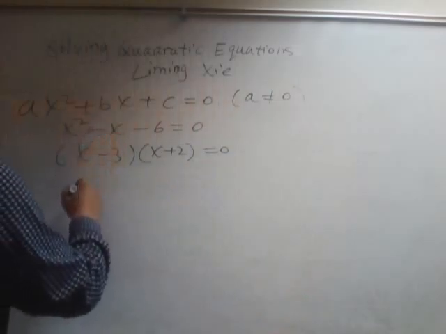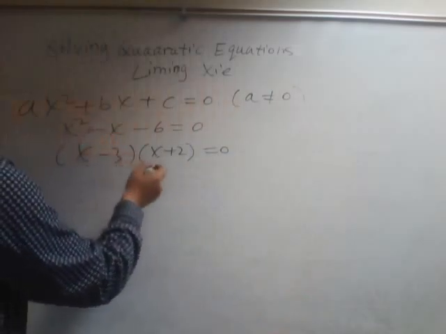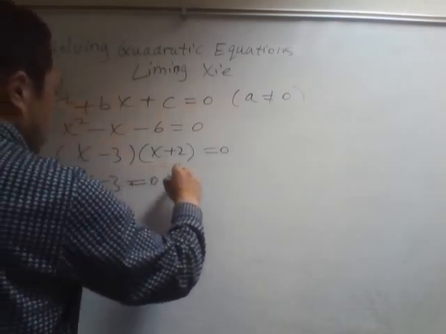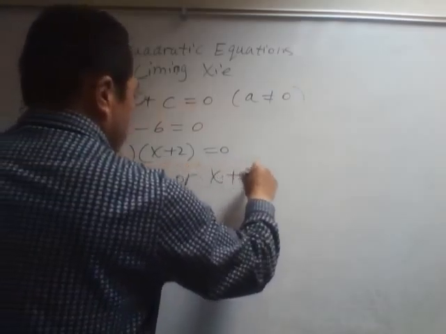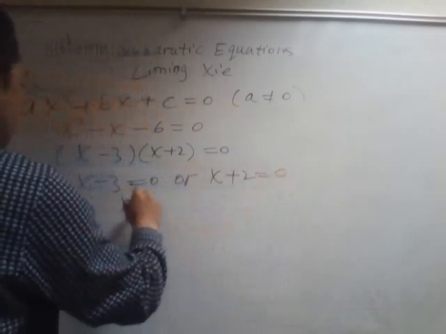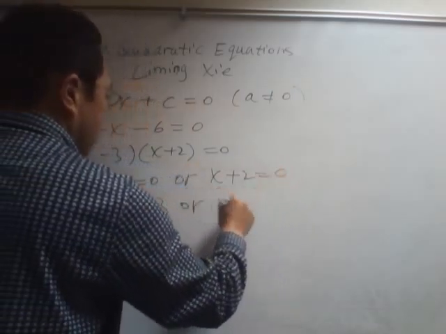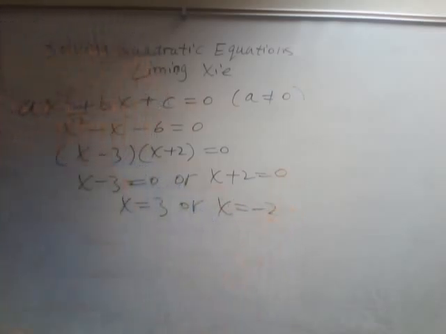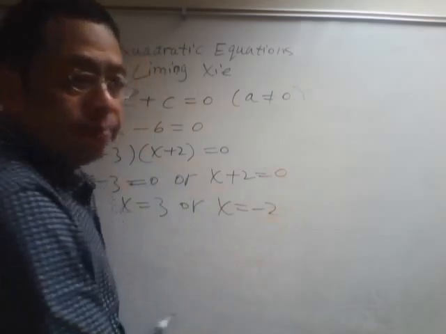Okay. We can take these two factors: x minus 3 equals 0, or x plus 2 equals 0. So x equals 3, or x equals negative 2. We solved this quadratic equation, right?